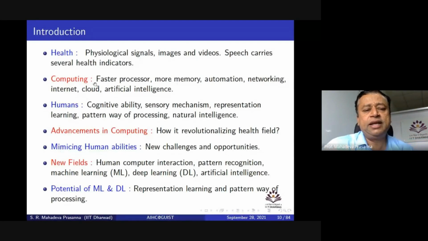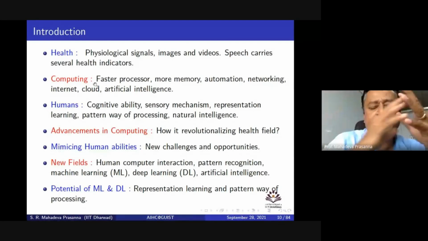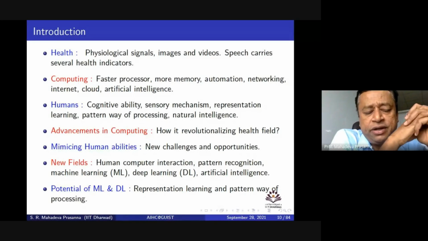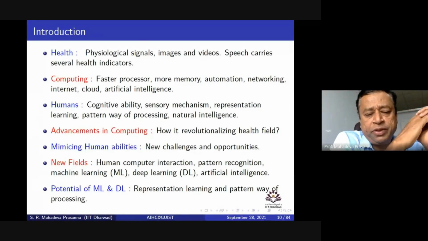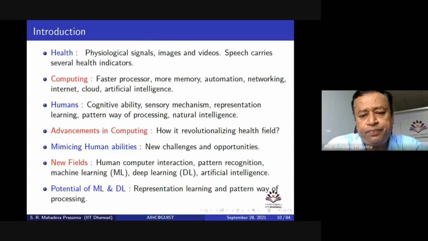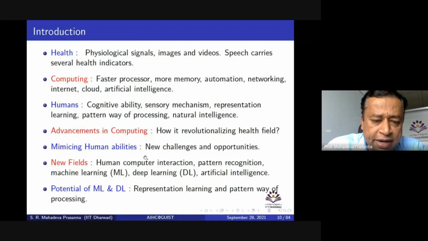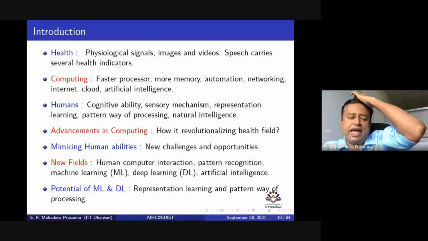So these are the three dimensions we are looking at in this session, and how they interplay with each other to come up with a framework for speech-based health informatics. Of course, we are witness to what is happening in the current scenario. Because of the advancements in computing, it is revolutionizing the health field.